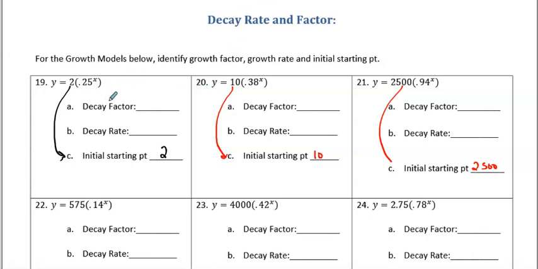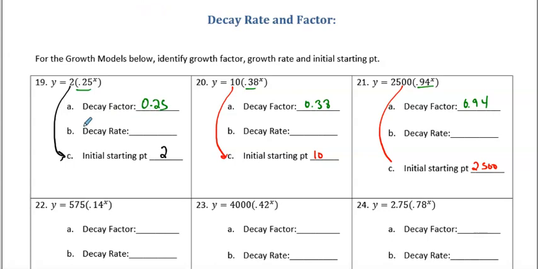All right, so the decay factor, okay, is always going to be the number inside the parentheses. So 0.25, 0.38, and 0.94. Right, this is what I'm multiplying by every time to get to the next y value, right? So on my table, I'm going to take whatever y value, whatever output I have, and multiply by 0.25 to get the next one, and go down. You'll see your numbers going down, and 0.38, right?